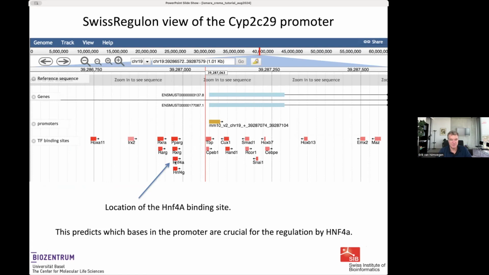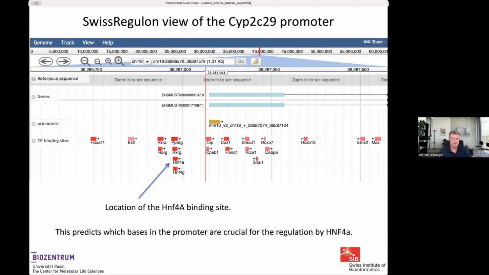And so by looking where is the HNF4A site, you can now see this is the actual site on the genome where we predict that HNF4A is acting through. And so if you, let's say, wanted to do an experiment mutating this binding site and seeing how this affects the expression, you would know where to go because there's a prediction of where this binding site is.